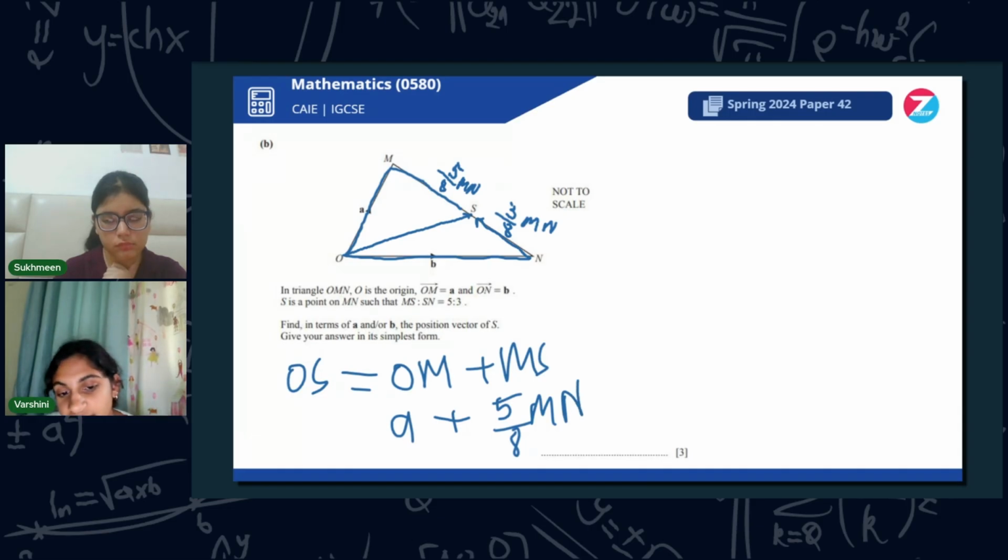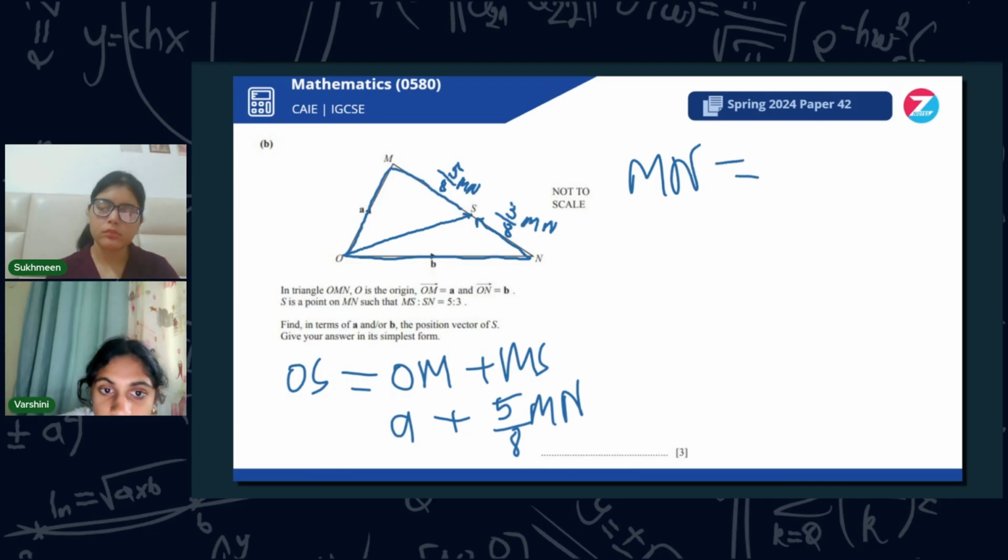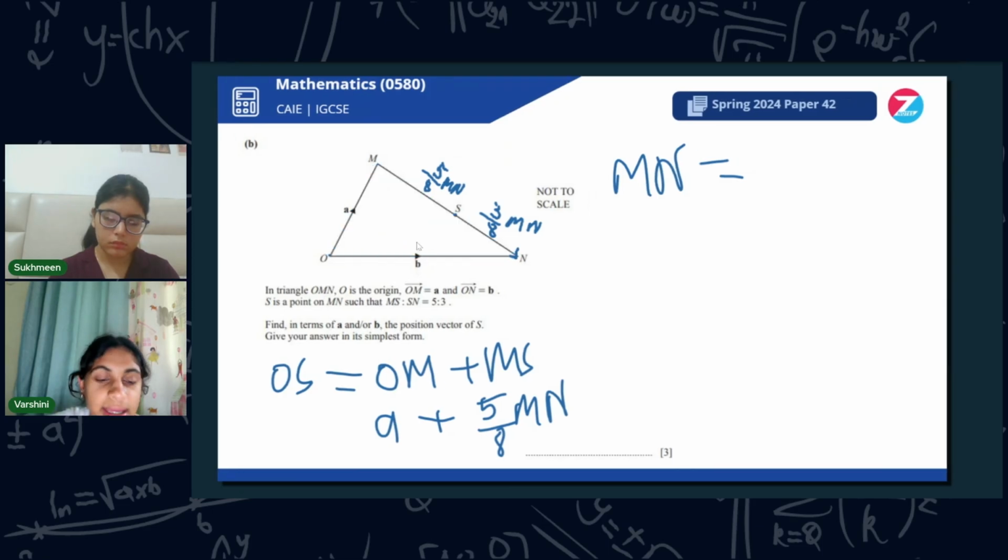So now we need to find MN. Okay, so let's find MN. MN, which is going to be this length, I want us to find this. We can go this way, MO, and then from MO to ON.